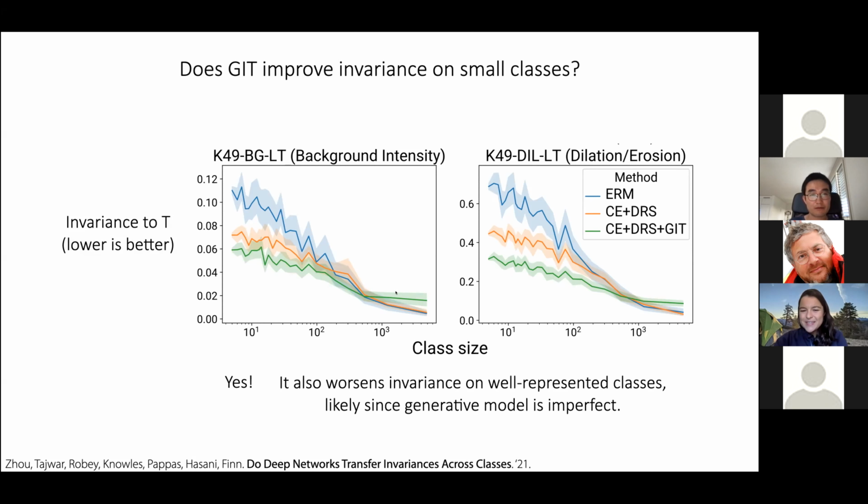Unfortunately, you might also notice that it's actually worsening the invariance on the well-represented classes. And this is likely because the generative model isn't perfect. And it also just suggests that when we use it to try to improve invariance, we can just apply the augmentation only to the small classes. And that should hopefully allow it to not worsen the performance on settings where you already have a lot of data and you don't need the generative model.